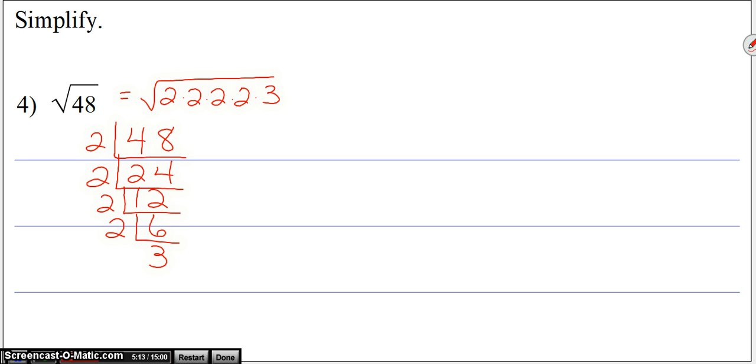So for this problem, I can actually circle 2 groups of 2. And so both of those 2's get to come outside of the radical, and the 3 that doesn't have a group stays in. Now those 2 2's that we brought out need to be multiplied back together. 2 times 2 is 4. So the simplified radical is 4 times the square root of 3.